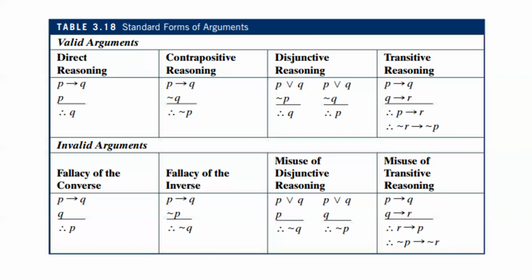Now, a lot of invalid arguments that we make, we call them fallacies. Ooh, that's a pretty common argument, but it's not quite right. You can't make that conclusion. And so honestly, the most common one is the fallacy of the converse, where we kind of think of an if-then statement as an and statement. And so we try to kind of force reasoning that doesn't really check out.